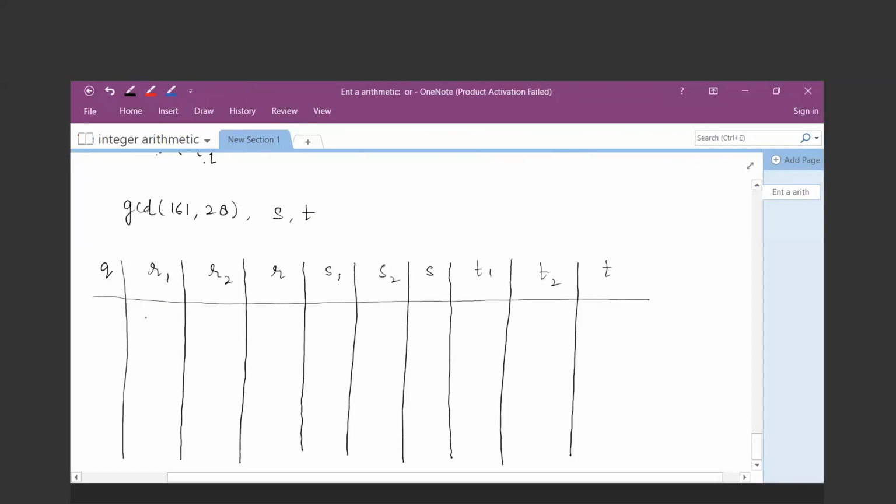So the maximum is 161. So you have to append it over there. That is 28. S1 value is constant, that is 1. S2 is 0. T1 is 0 and T2 is 1.